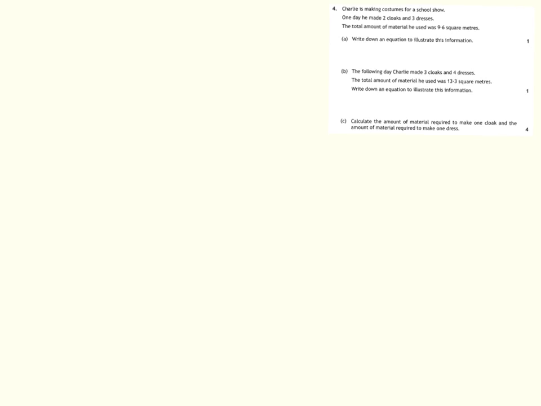Charlie is making costumes for a school show. One day he makes 2 cloaks and 3 dresses. The total amount of material he used was 9.6 meters. Write down an equation to illustrate this information. Okay, so sometimes you'll be asked to create the simultaneous equation.